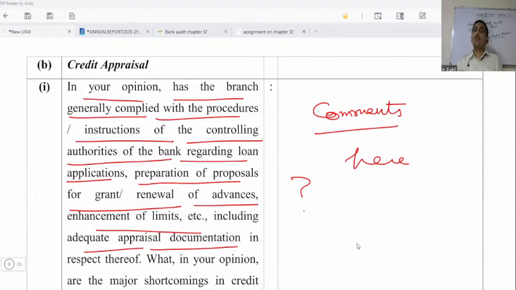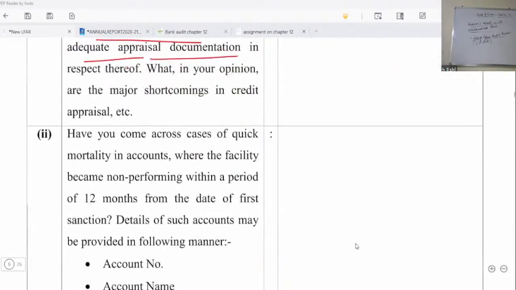So here the question asks the auditor whether the loan applications received by the branch are being properly vetted. These are being properly appraised. Appraised means to assess. So whether the branch has properly processed those applications for proposal, and whether documentation has been obtained, and it also contains many sub questions. This question has many sub parts. Now I will show you this.